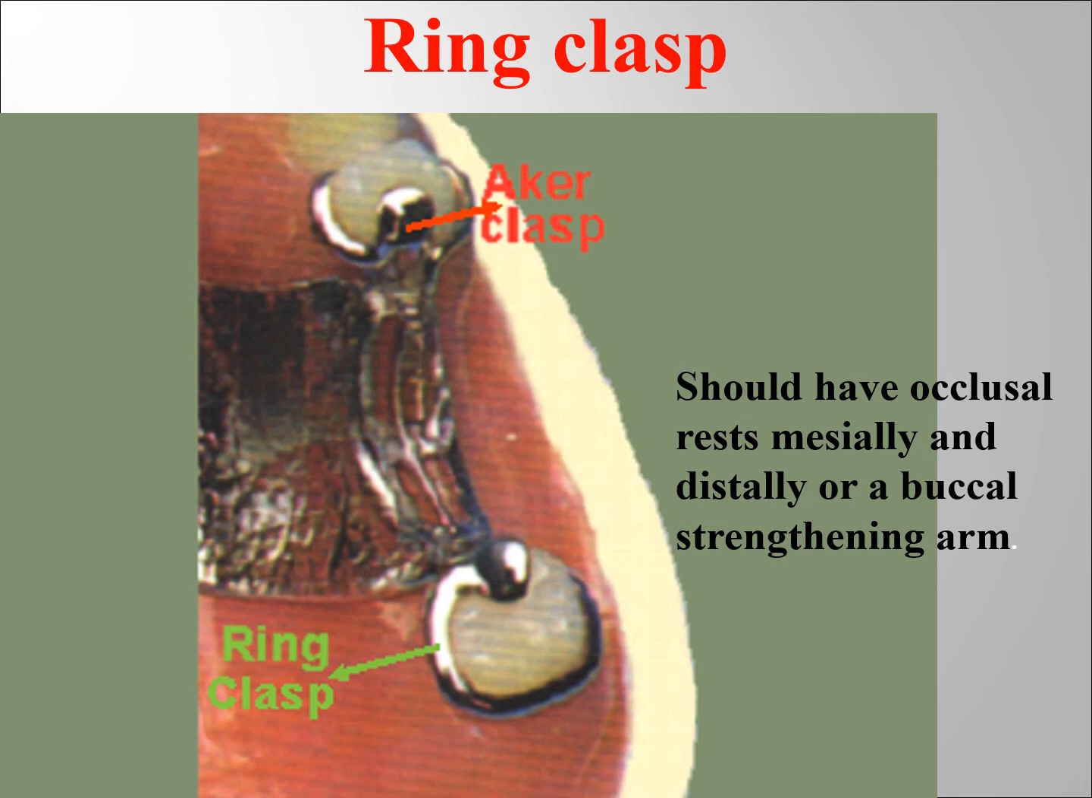This is called a ring clasp, and again, it's not a complete ring. It has an end in the deepest undercut, and because the arm goes all around along the tooth, it becomes flexible because it's too long. So you can have an additional rest prepared on the tooth, so it has two rests to strengthen the arm of the clasp.